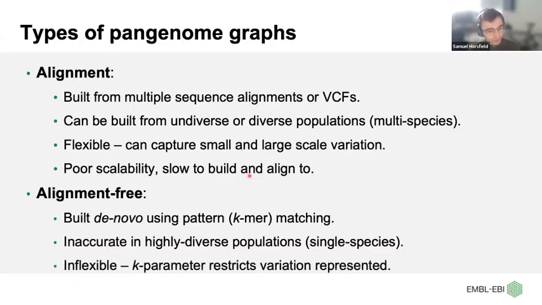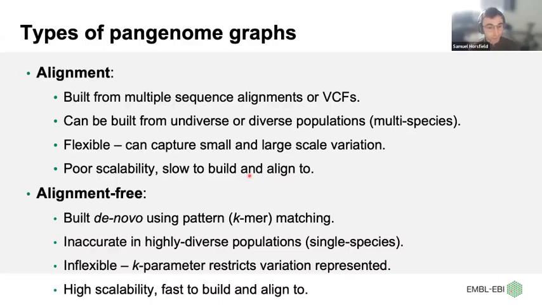You have to normally pick this k parameter, which, depending on which k parameter you pick, restricts the variation you can represent. So too small a k means that you miss your ability to look for large-scale variations, so these structural variants such as translocations and deletions, whereas too large a k means that you're unable to resolve very small variation, such as SNPs. The main bonus for using alignment-free methods, though, is that it's highly scalable and it's fast to build these graphs and to align to them.